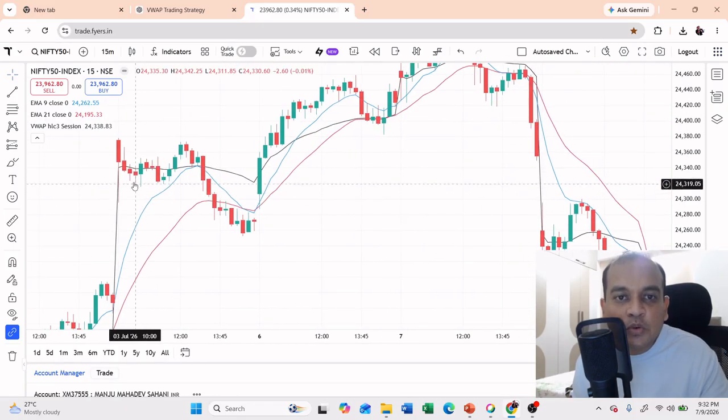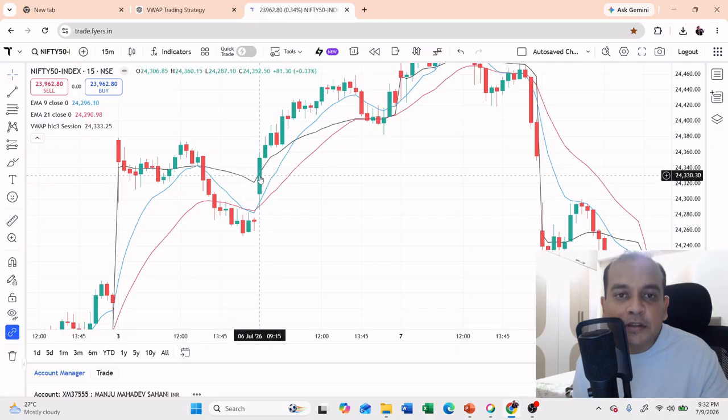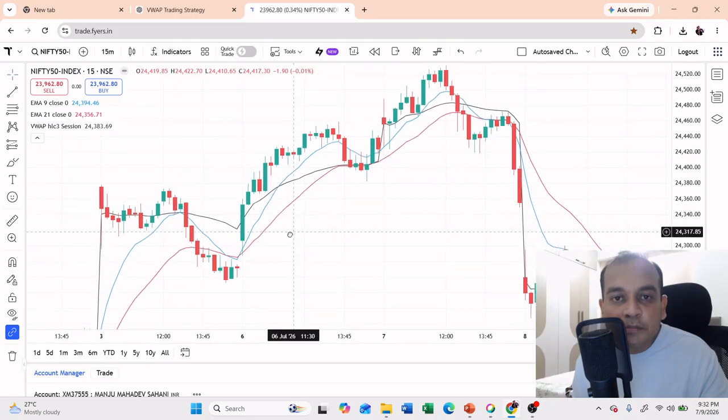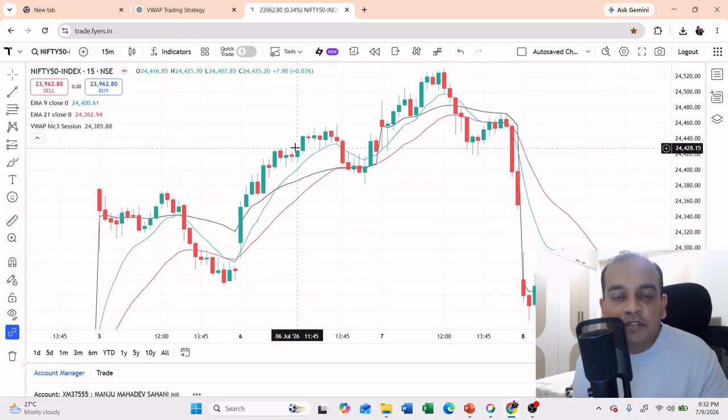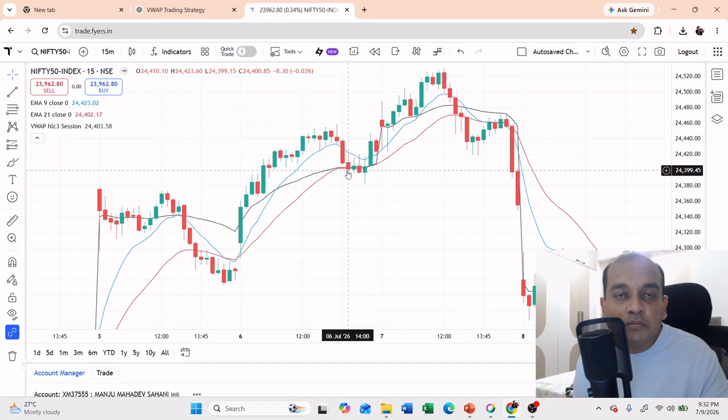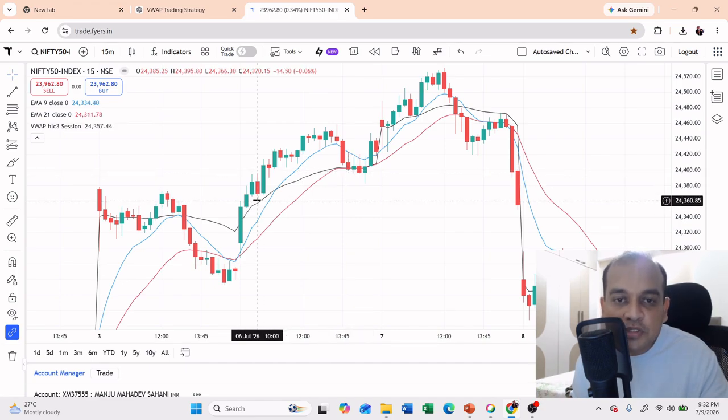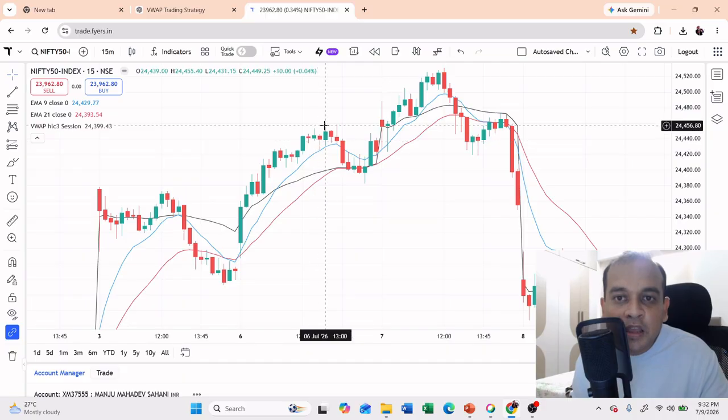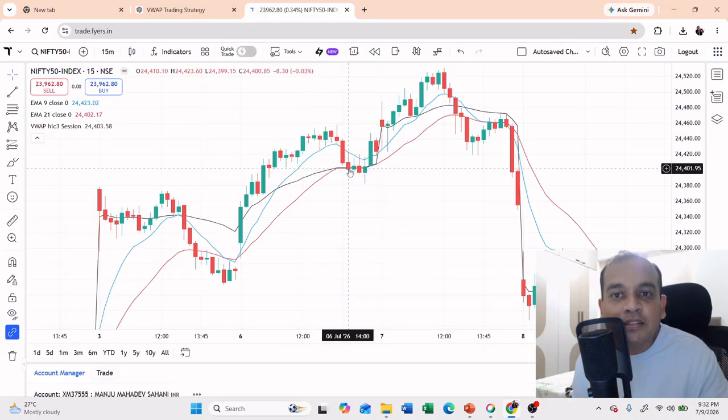Now what is the basic rule for volume weighted average price? This is the Nifty index, I have taken a 5-minute candle. What you can see is that if the price is above the VWAP, that is this black line, you need to take long positions. But when do you enter the long position? Suppose the market has moved here. Once it retraces back to the same VWAP line, then you can take an entry.